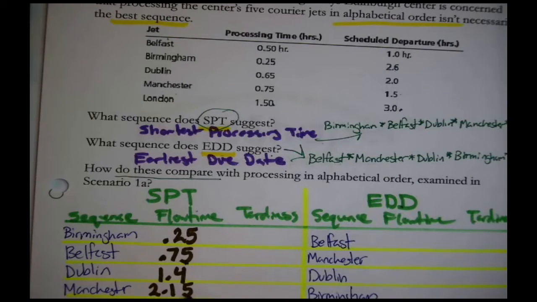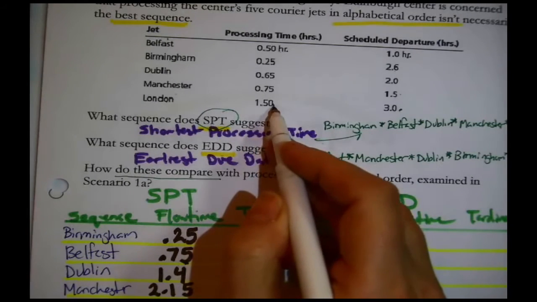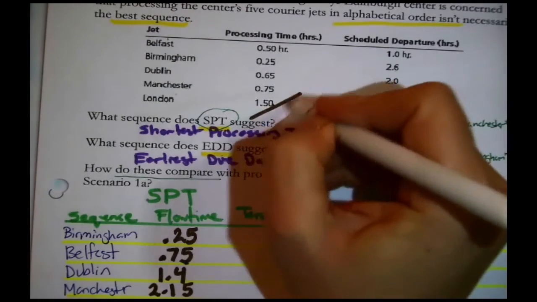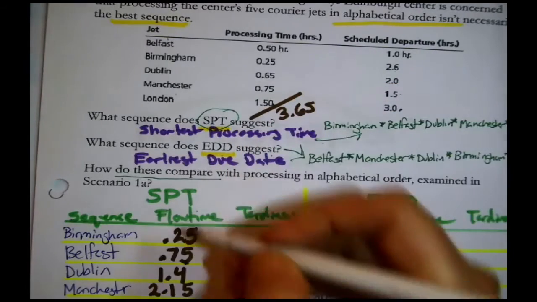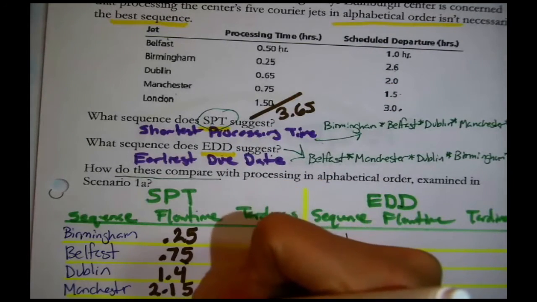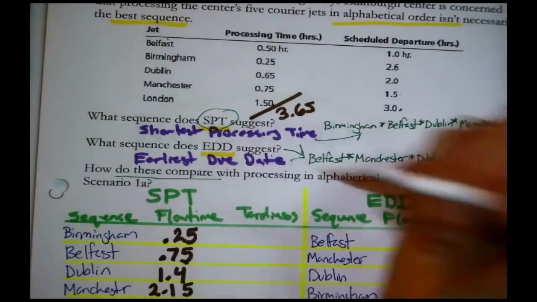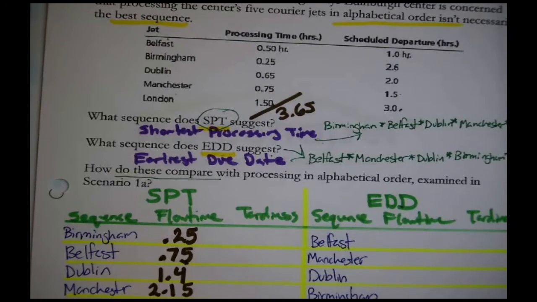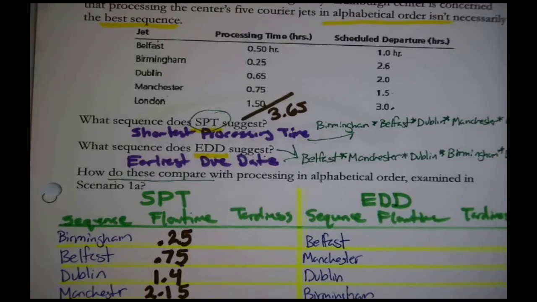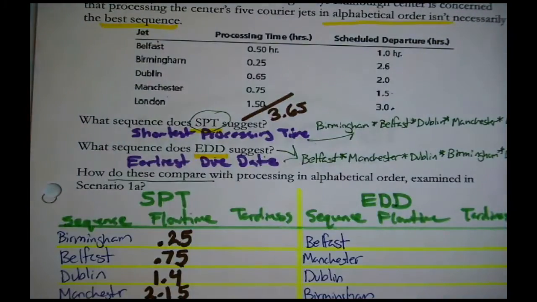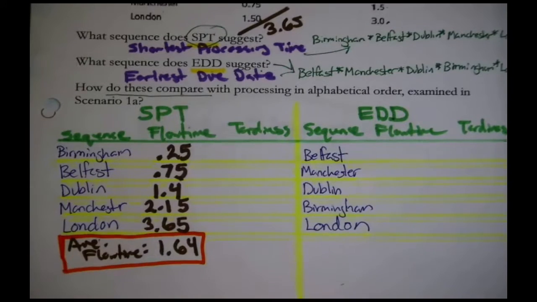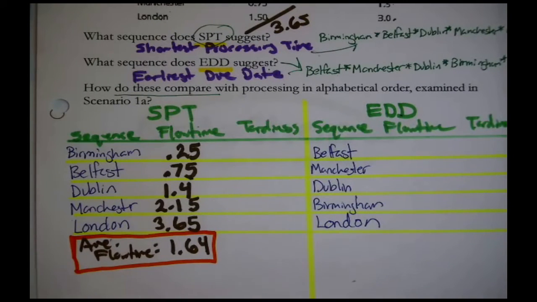And then 2.15 plus London's 1.5 hours worth of processing is 3.65. Oh, good check on my math. When I've reasoned my way down this list, the flow time of the last job should be the same thing as the sum of the duration data. And it is. Good. Okay, average these numbers. Average flow time. I get 1.64. Say, well, okay. Store that away for later.